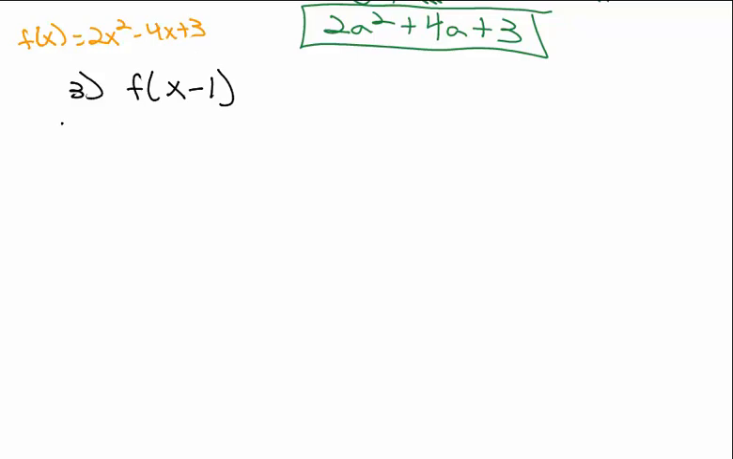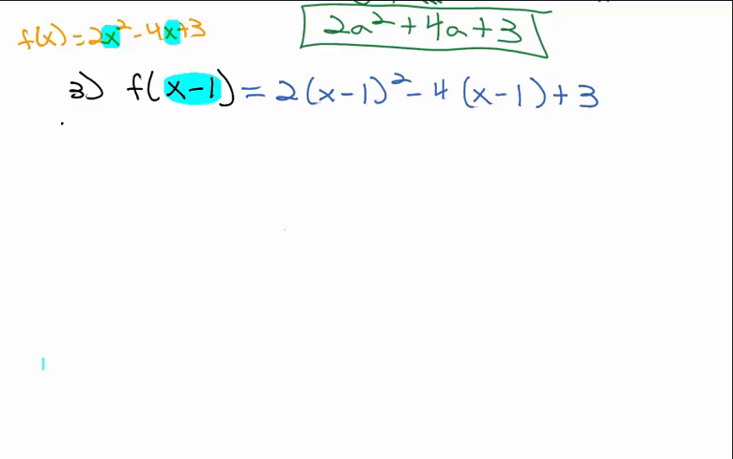So in this case, we're going to take x minus 1 and replace each of the x's. So we have 2 times stuff squared. In this case, it's x minus 1. Minus 4 times stuff, which is the input of x minus 1, plus 3. It's okay that we use the same variable. We're still replacing the x's with whatever the stuff is.